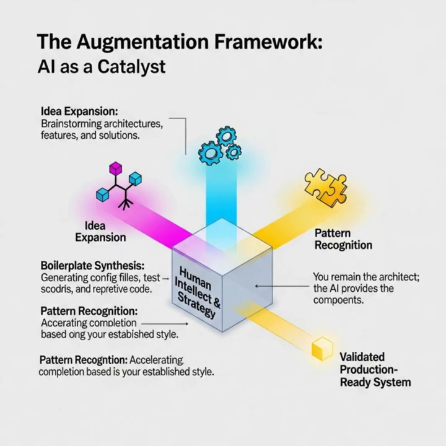We need a mental model. I call it the augmentation framework. Stop thinking of AI as a factory that produces finished products. Instead, think of it as a collection of specialized high-powered catalysts that accelerate specific reactions in your workflow, a workflow you control. There are three primary domains for these catalysts. First, idea expansion. Use language models to brainstorm API designs, list alternative database technologies, or propose different feature engineering approaches. You're not asking for the answer, you're asking for the options.